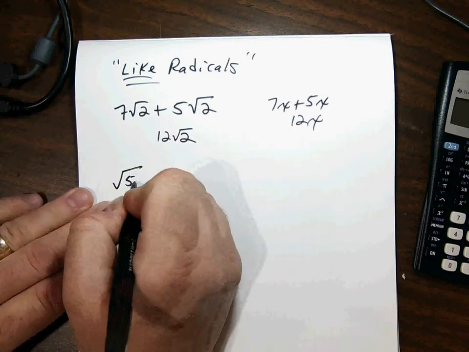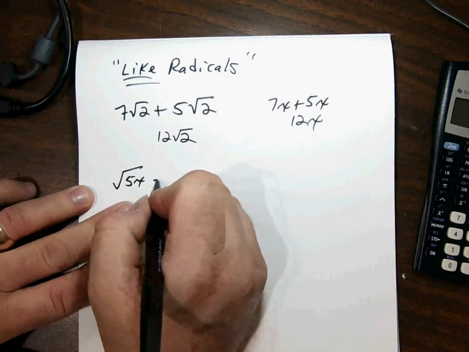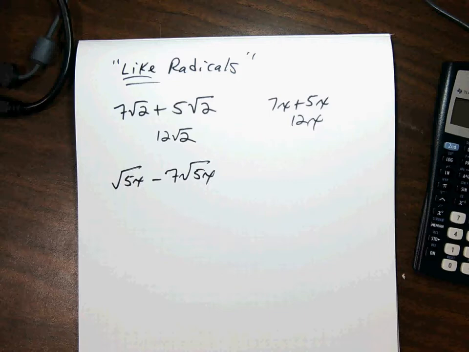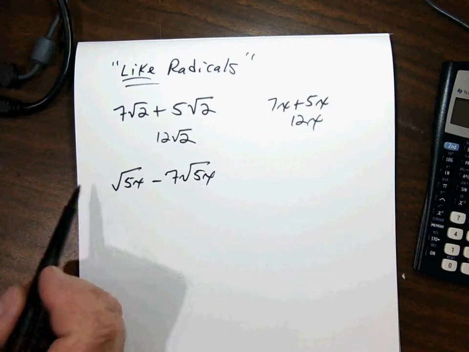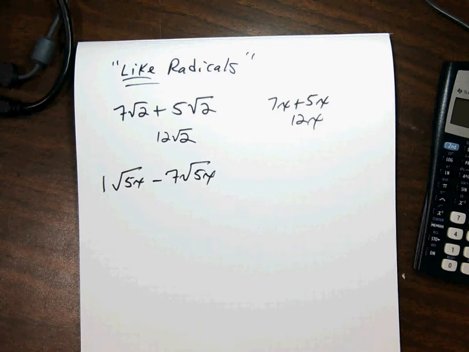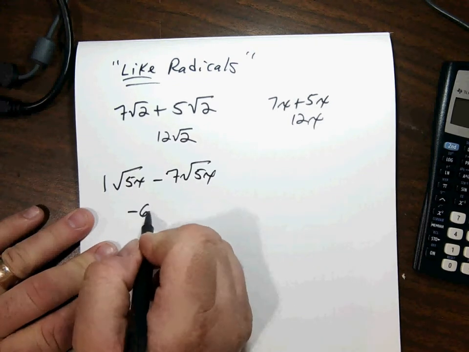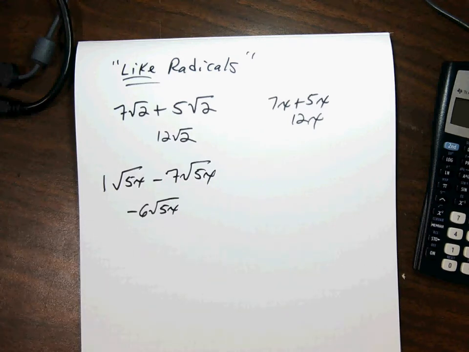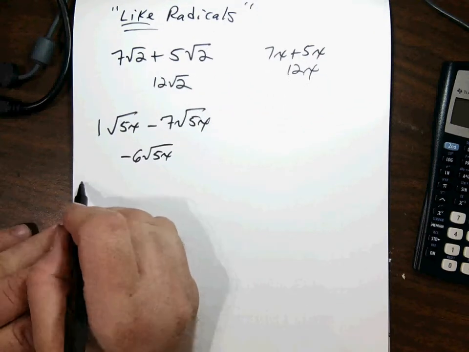Okay, throw a little algebra under the radical there. I've got matching radical 5x's there. I've got no number out front, which we know what that means, right? There's a pretty 1 out there, so 1 minus 7 is going to be a negative 6 radical 5x. Okay? Adding and subtracting is that way. We must have the like radical, and then we can add and subtract it.